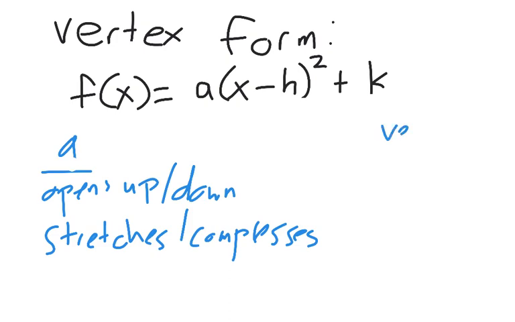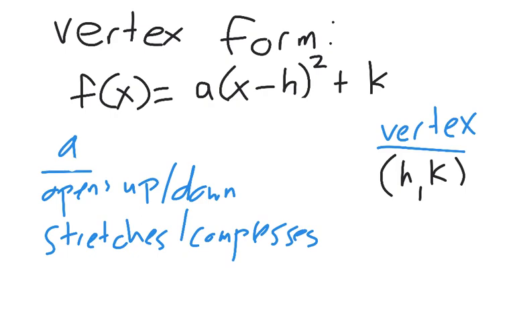So the vertex, and what does the vertex mean? It's either the lowest point or the highest point, whether it's a minimum or a maximum value. That vertex occurs at (h, k), because we shift left or right, h, and we shift up or down, k. That's why this is called vertex form, because it's very easy to identify the vertex that is at (h, k).